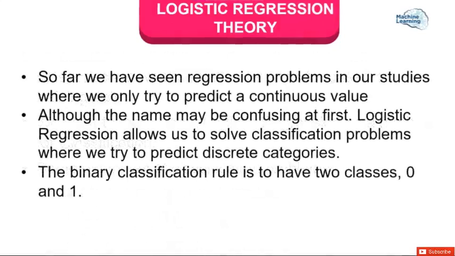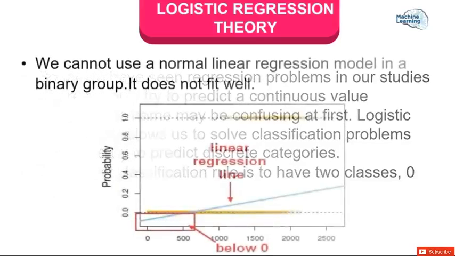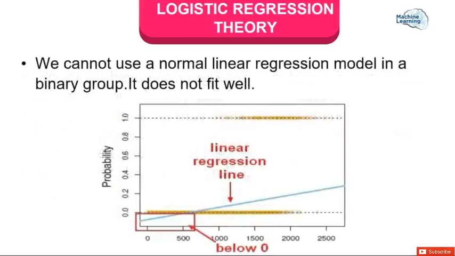So far, we have seen regression problems in our studies where we only try to predict a continuous value, such as the price of a house. Although the name may be confusing at first, logistic regression allows us to solve classification problems where we try to predict discrete categories. The binary classification rule is to have two classes, 0 and 1. However, we cannot use a normal linear regression model on a binary group.